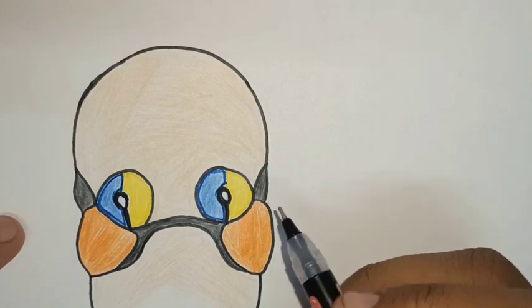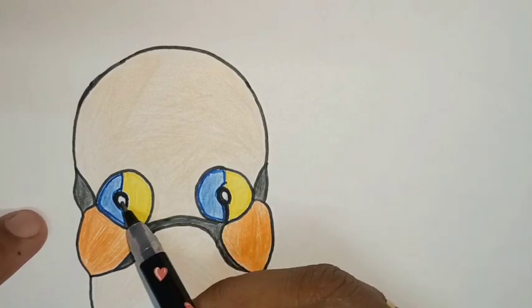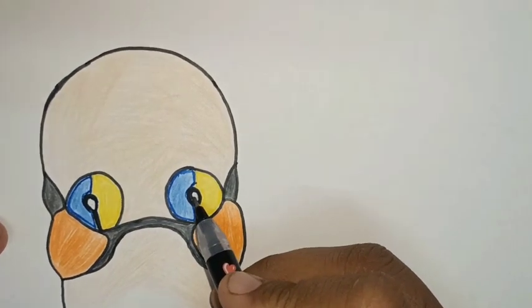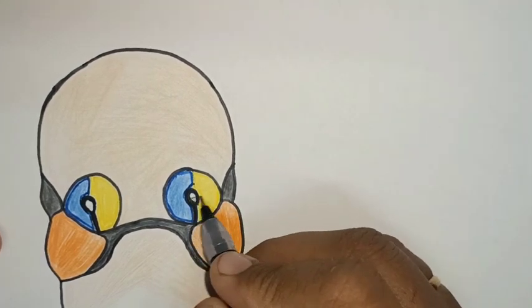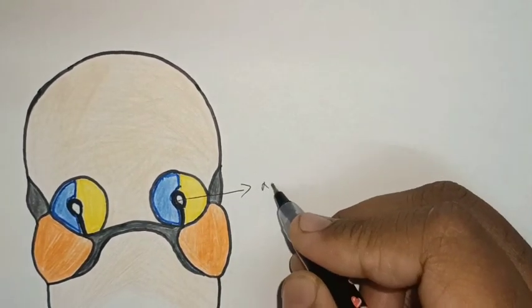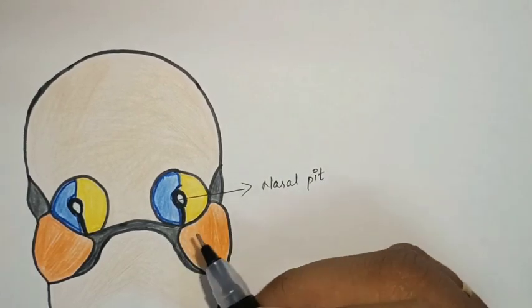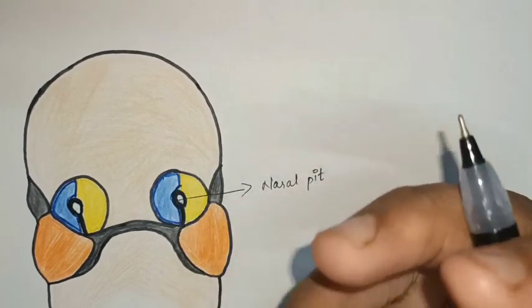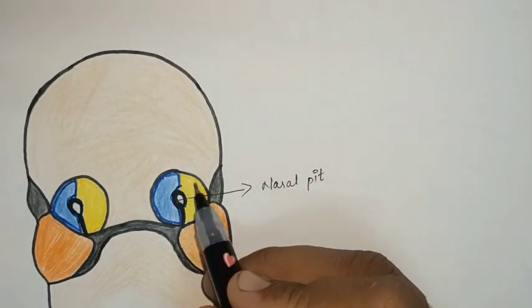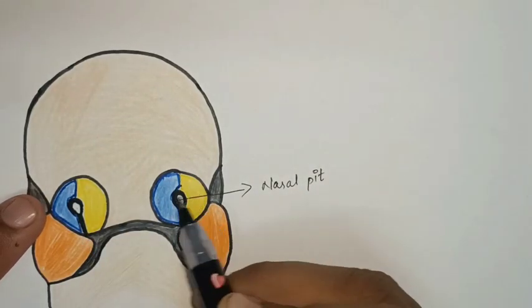here you see. I have colored this, and there is a mistake: both the medial sides should have yellow color, and I mistakenly colored them with the blue color. Okay, this is your nasal pit. First see, this is your nasal pit.